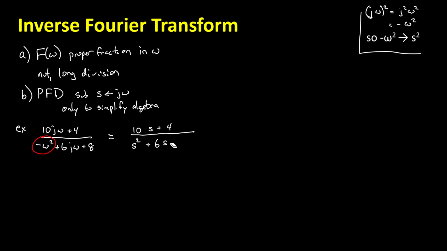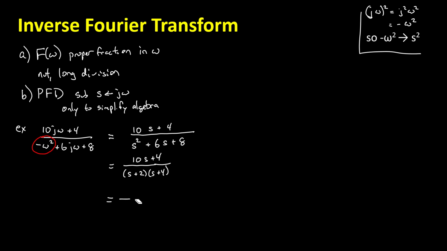Plus 6s plus 8. So now we've transformed this into this more familiar looking device. Check to make sure it's a proper fraction. It is. The greater power of s is in the denominator. See if you can factor that by inspection. So that's s plus 2, s plus 4. That numerator is still 10s plus 4.